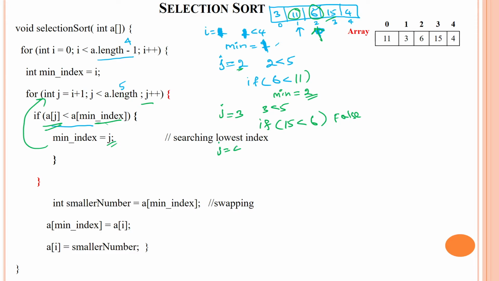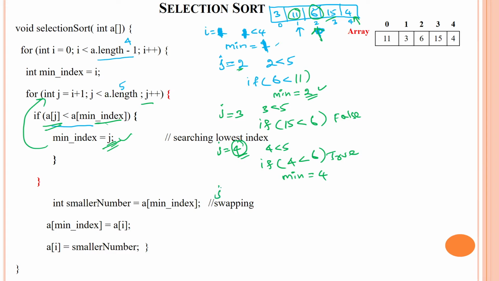So here j equals 4, 4 less than 5. Now again we are checking a of 4. A of 4 is here 4. So is 4 less than a of minimum index? Minimum index is 2, so a of minimum index is 6. 4 less than 6, it is true. Once it is true, we have to update the minimum index. So minimum index is now updated with j. What is the j value? 4. So minimum index is now 4.